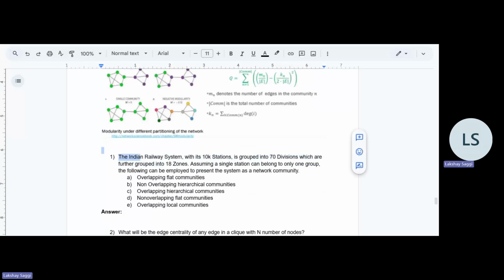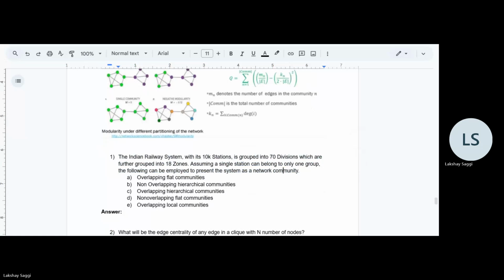Okay, so the first question says that the Indian railway system with its 10K stations is grouped into 70 divisions, which are further grouped into 18 zones. Assuming a single station can only belong to one group, the following can be employed to present the system as a network community. So what kind of network community will be good for representing this railway system? Note that a single station can only belong to one group.